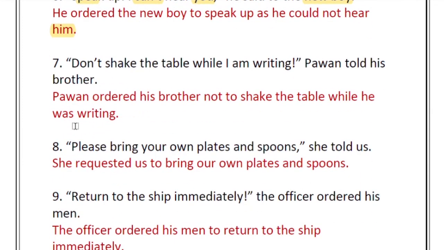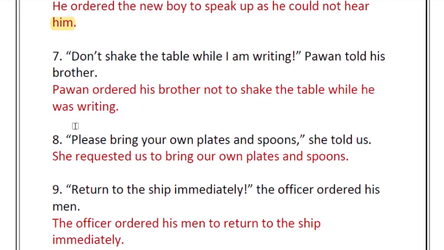Coming to sentence number 7. There are 4 more. Pay attention to these. I think these are getting even more clearer to you. Don't shake the table while I'm writing, Pawan told his brother. So this is an order again. Pawan ordered his brother not to shake the table while he was writing. Okay. Is writing will change to was writing.